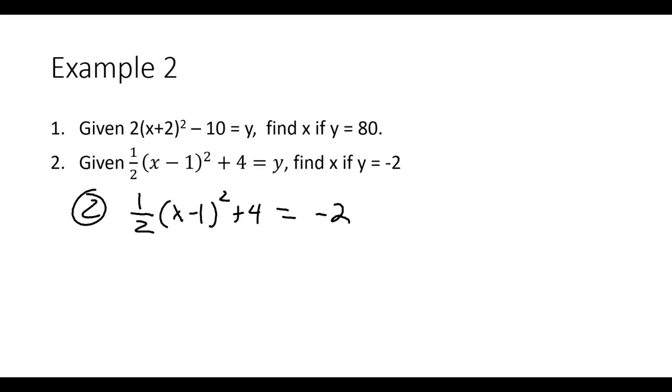Great. Now there's a half and a 4. I want to get rid of the 4 first. How would I get rid of that one? You subtract 4 from both sides. Yep. Thank you. Very good. Nice job.